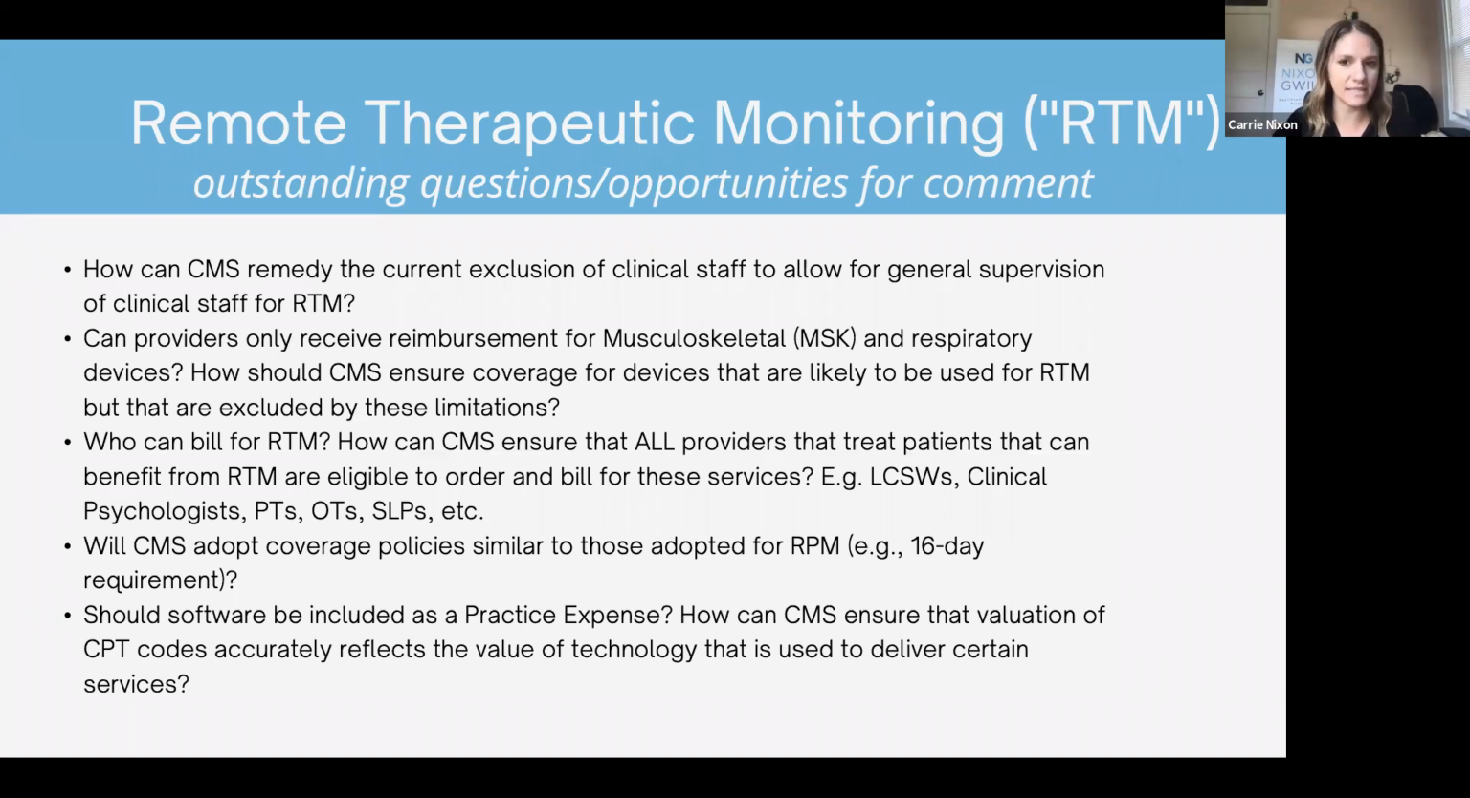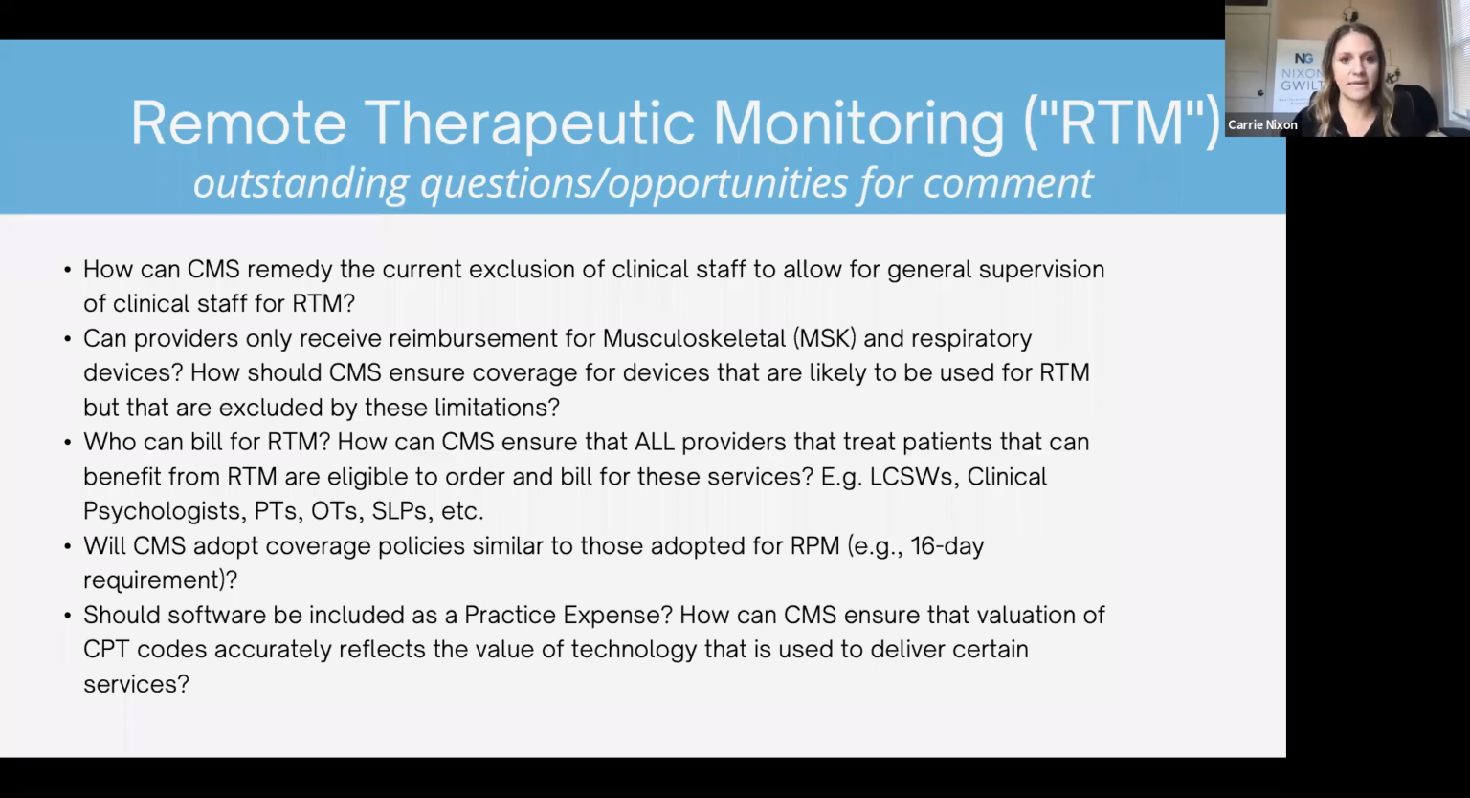The second is, can providers only receive reimbursement for MSK and respiratory devices? Is that truly what CMS is getting at with the codes that they've put out? And if so, how should they ensure coverage for other devices that are likely to be used for RTM, and by the way, are really valuable for patients, but are excluded by those limitations? That goes again to things like pain and medication adherence, which are two data points that CMS says in the proposed rule are eligible to be monitored under RTM, but wouldn't necessarily relate to MSK or respiratory systems. How do we make sure that software functions that are medical devices or other types of hardware devices that monitor those other data points are also reimbursable? How do we make sure physicians can get paid for that?